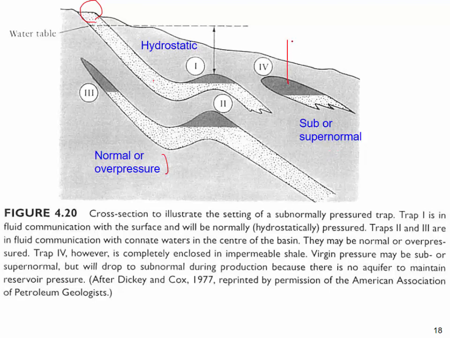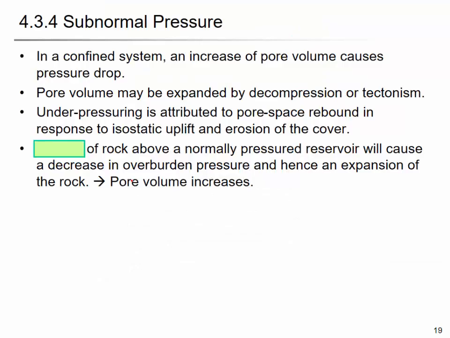And if you take out and produce the hydrocarbon from here, then the pressure will decrease suddenly, and there will be no replacement because it's fairly isolated. So this is just a conceptual drawing about how the subnormal and supernormal pressure can be developed. Subnormal pressure in a confined system or increasing pore volume causes pressure drop. So this is very obvious.